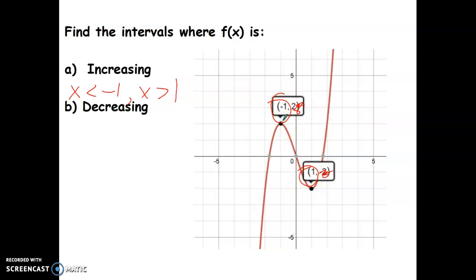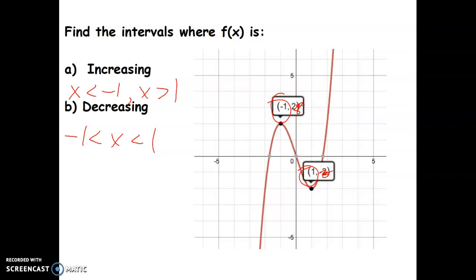All right, the function is decreasing right here. As I move from left to right, my y values are going down. So that would mean it's decreasing from -1 up through +1. So this notation means that my x values where it's decreasing are in between -1 and 1. And again, I don't have any equal to there because actually at -1 and 1, it is neither increasing nor decreasing. It just pauses for a moment.